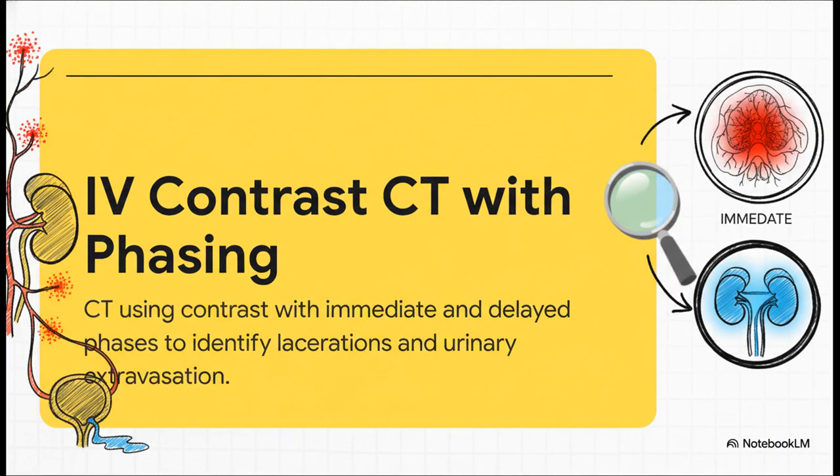And this is the gold standard right here. The protocol you need to ask for is an IV contrast CT with phasing. Why? Because you need to see two different things. That immediate arterial phase, that's what shows you if there's active bleeding. But then you need that delayed or excretory phase. That's the only way you'll spot a urine leak. Getting both phases isn't just a suggestion, it's a fundamental clinical principle.